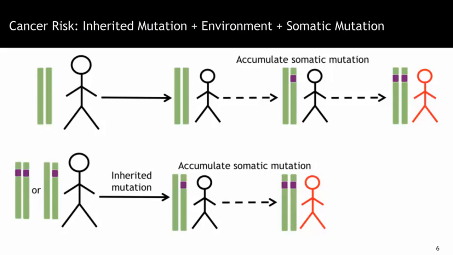In the bottom example, we see an example of an inherited or germline mutation causing increased risk to an individual over a lifetime. In this case, the parents passed on one mutated copy of the gene and one normal copy of the gene. As the individual progresses through life, he only needs one additional hit in order for the gene to be cancer-causing.